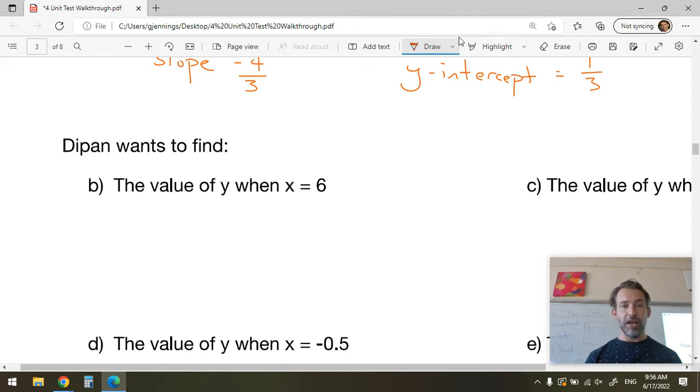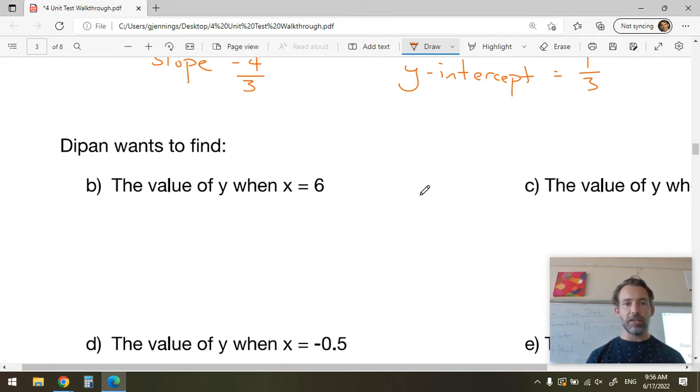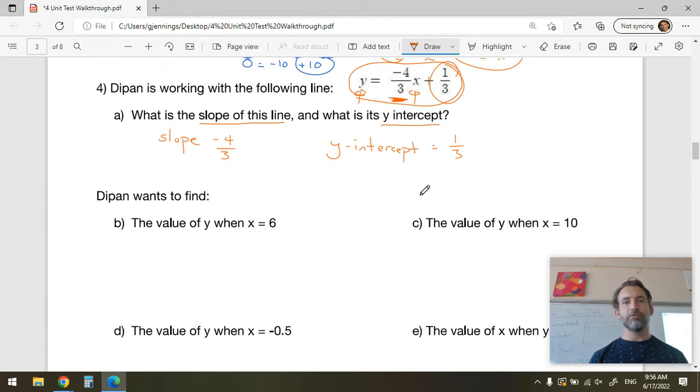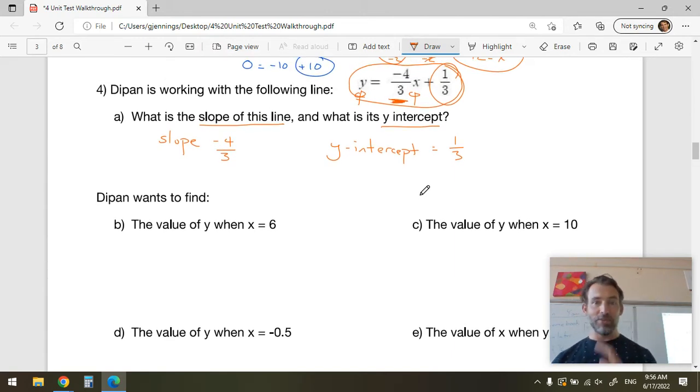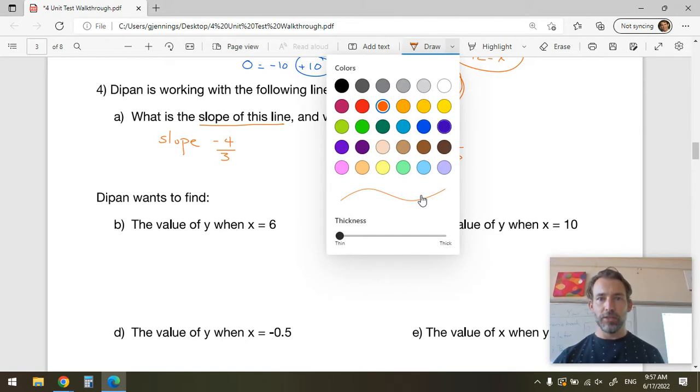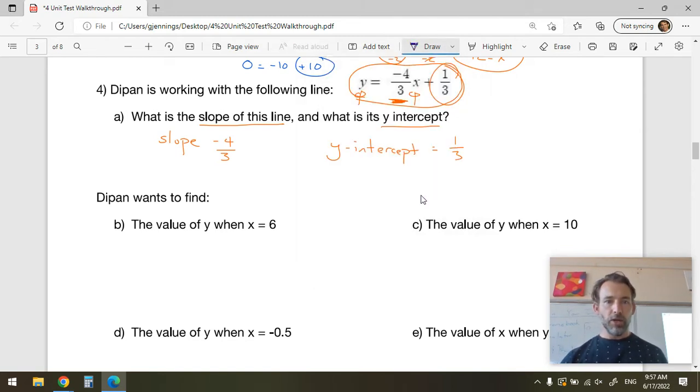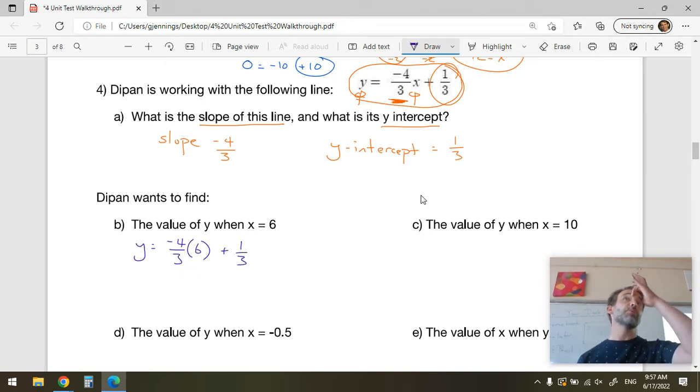So now Deepan wants to find the value of y when x is equal to 6. So here, this is a test of your fractions, but it's also a test, can you find me these values? So let's take a look how we do this. If I want to know y when x is 6, I need to start with my y equals -4/3x, but I can substitute 6 in for x, plus 1/3. Now, some of you need to review how to multiply fractions. Others need to review how to add and subtract fractions.